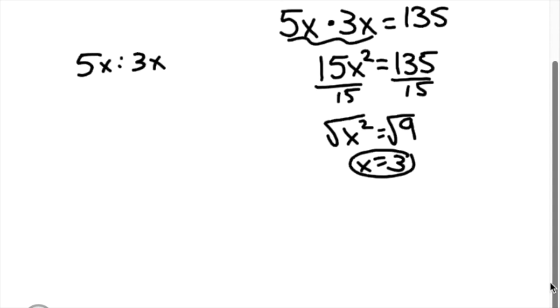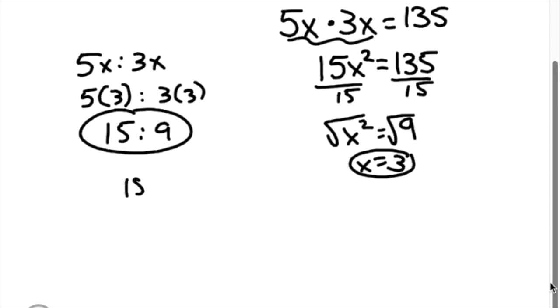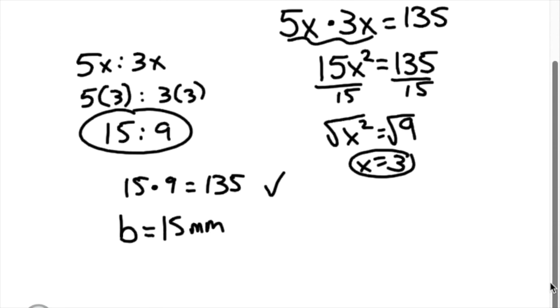So if x is 3, then the ratio is 5 times 3 to 3 times 3, or 15 to 9. Remember, ratios are only ratios if they're completely simplified. 15 to 9 should simplify right back down to 5 to 3. But let's check this answer. 15 times 9 then should be 135, which is true. All right, so what that means is that to finally get the answer, the base of this parallelogram must have been 15 millimeters. The height must have been 9 millimeters.